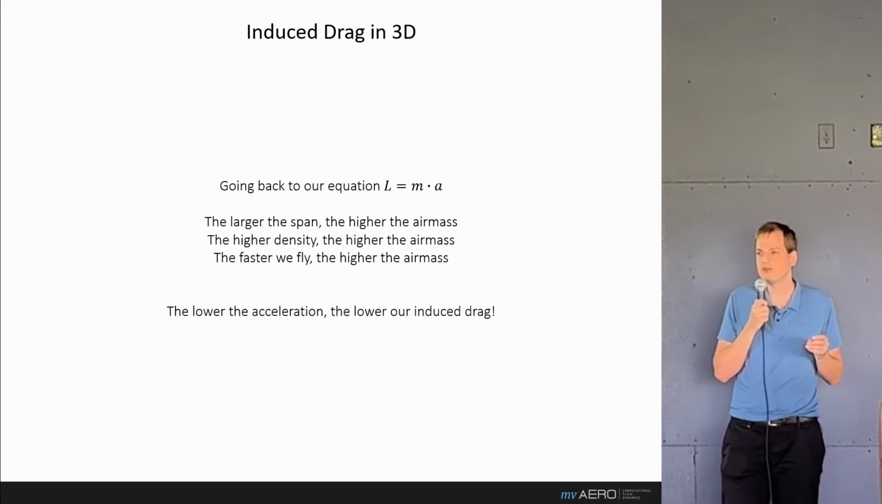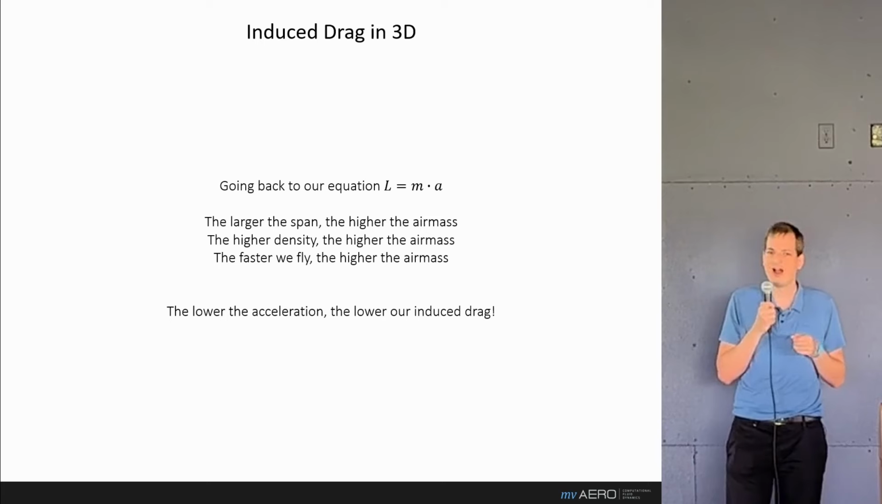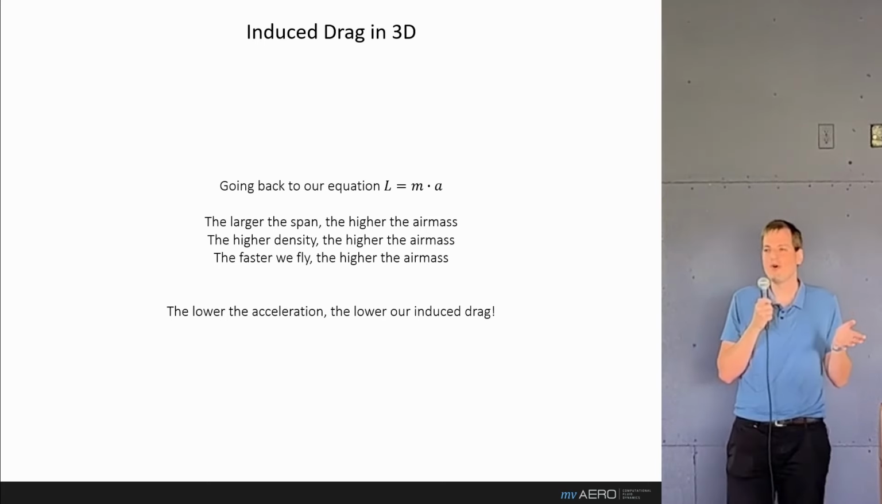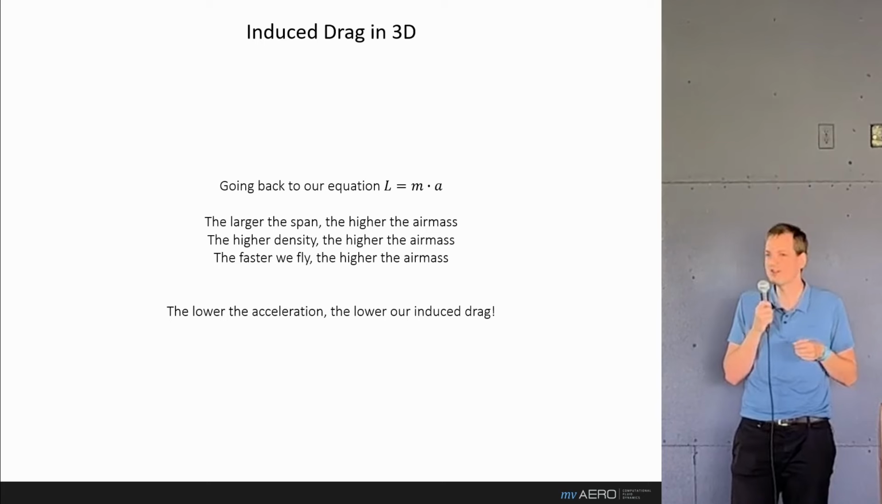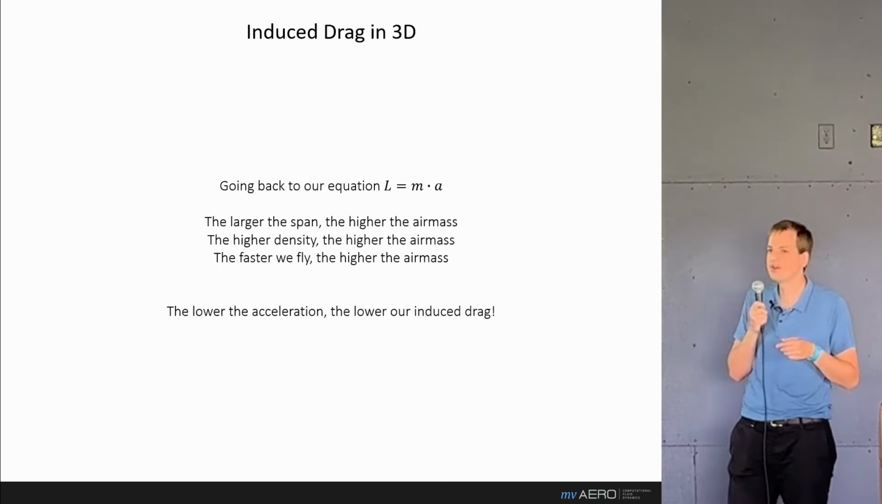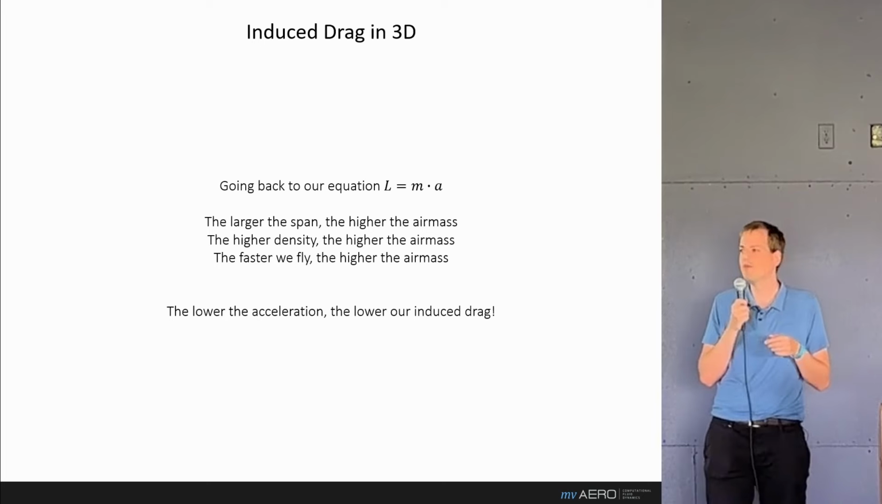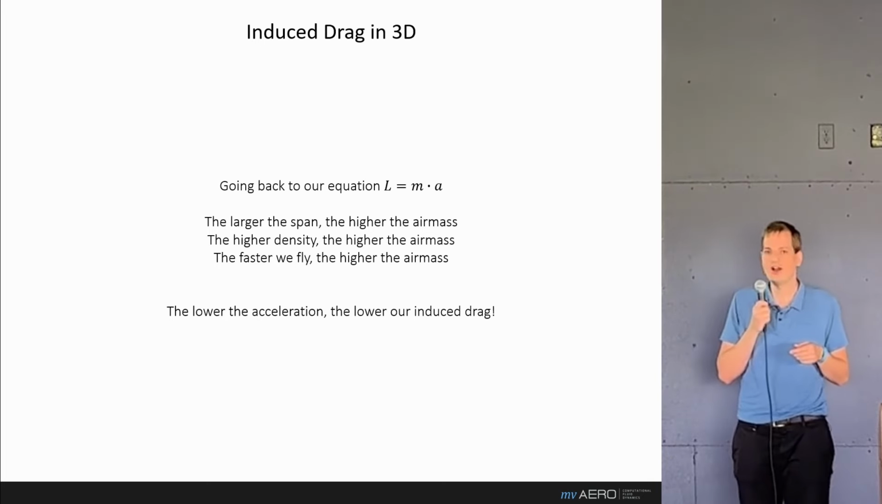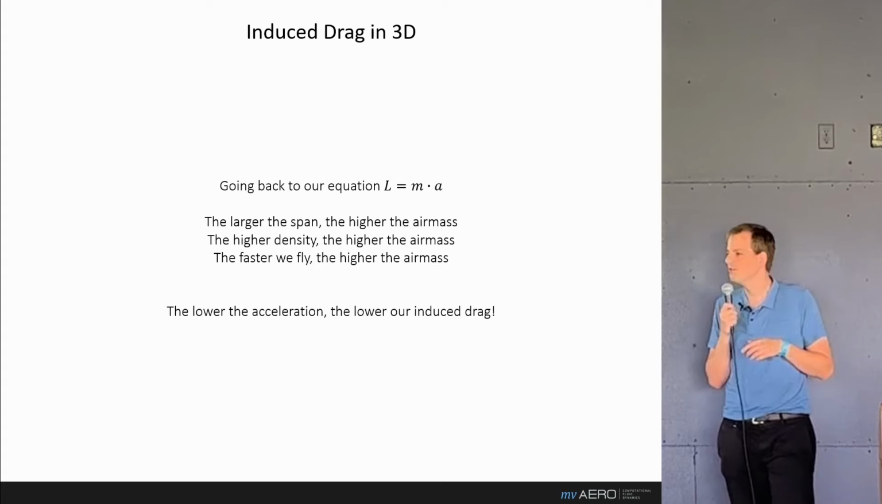If we want to reduce induced drag, we simply fly at a lower altitude. And the mass will be higher because the density will be higher. Or we can fly faster. That's another option, because we will encounter more air mass over a given period of time. And all 3 are very valid avenues to reduce induced drag.